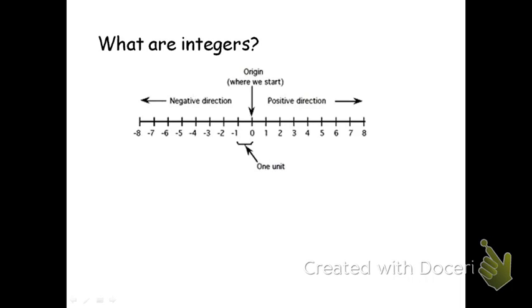The set of integers actually consists of 0, which is our origin, and then all these numbers in the positive direction, 1, 2, 3, 4, and so on, and all these numbers in the negative direction, negative 1, negative 2, negative 3, negative 4, and so on. Notice there aren't any fractions or decimals.